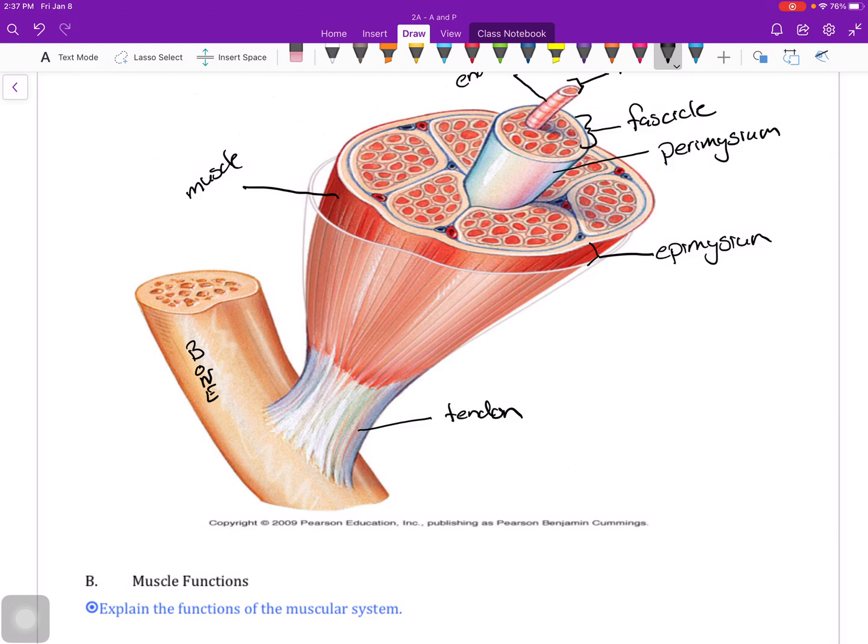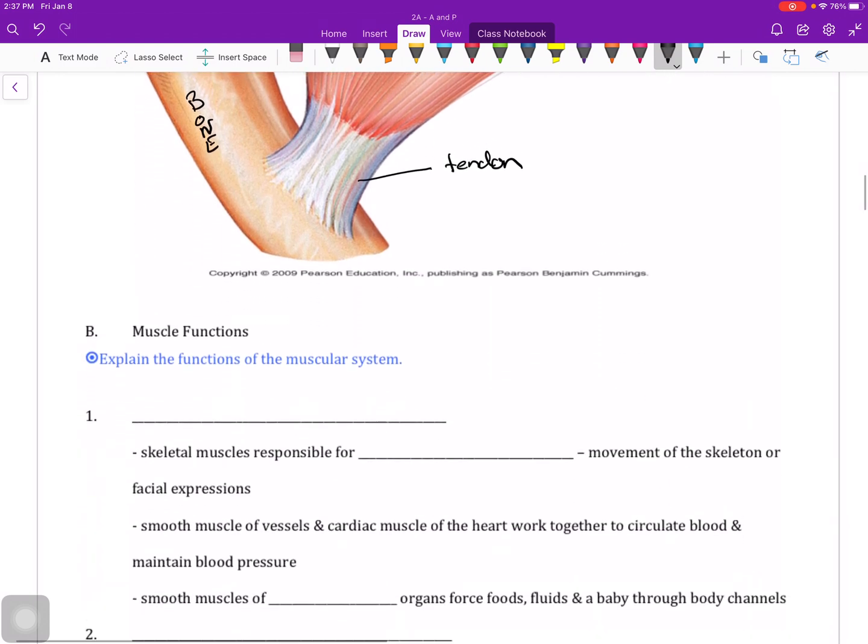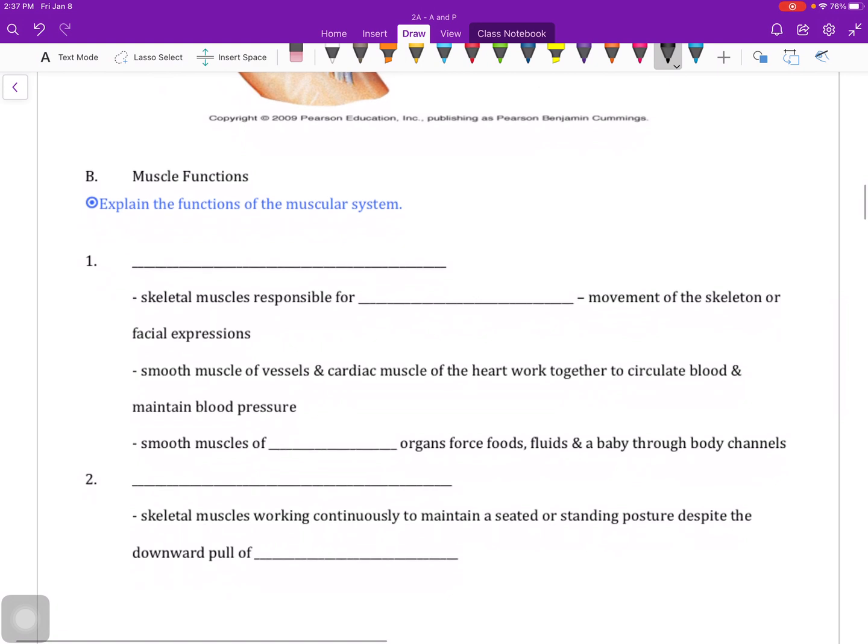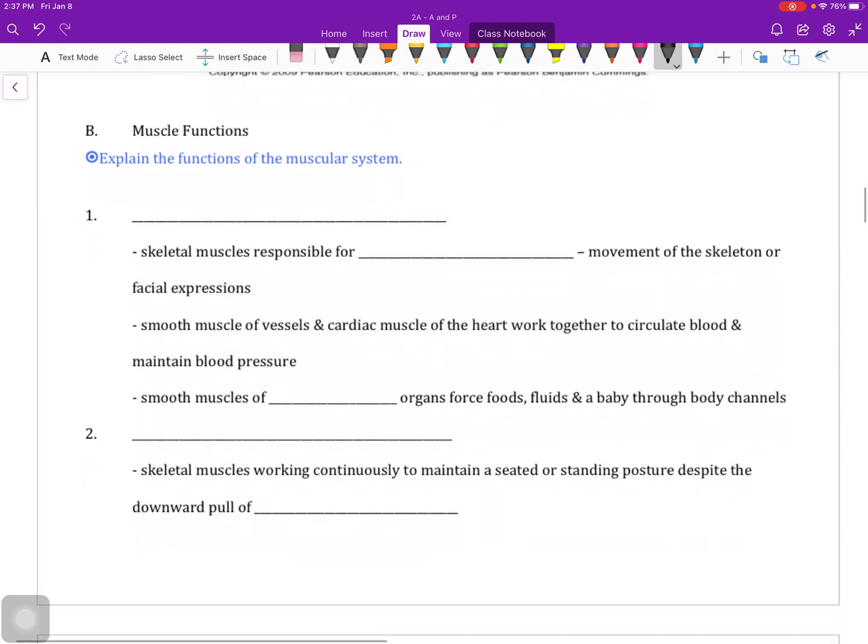All right, so let's go to our next section, and we have a new learning target here, muscle functions. We're going to explain the functions of the muscular system. The first function is to produce movement. Now, another word for movement, guys, is locomotion. So skeletal muscles are responsible for movement or locomotion, and that's either movement of the skeleton itself or your facial expressions.